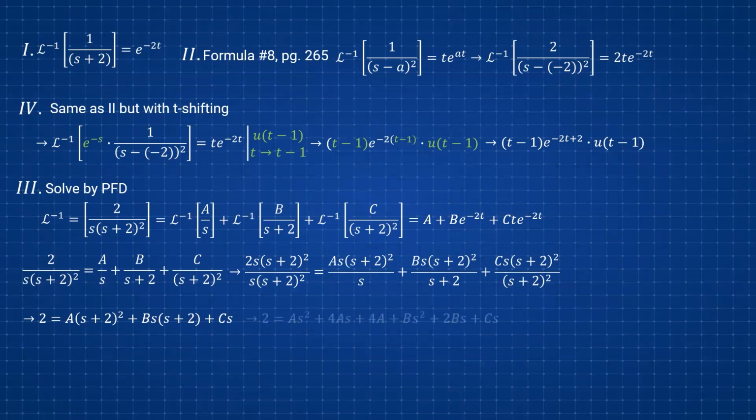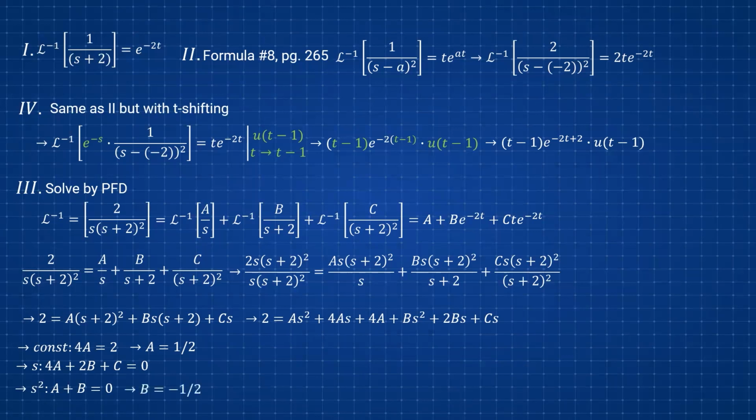Okay, so continuing, we can simplify, and this is what we get. And I want to get my three equations. For the constants, I get 2 equals 2A, where A, of course, equals 1/2. For the s, I get A plus 2B plus C equals 0. And for the s squared, I get A plus B equals 0. So from this, I get B to be negative 1/2 and C to be 1. If I plug that into the already solved Laplace inverse, the general one, I will get 1/2 minus 1/2 e to the negative 2t minus t e to the negative 2t.